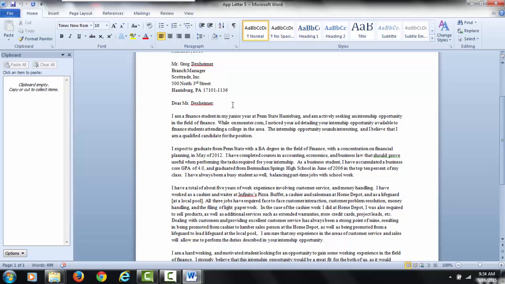If we take a look here, I'm a finance student in my junior year and I'm seeking an internship. While on Monster.com, I noticed your ad detailing an internship opportunity. The internship opportunity sounds interesting and I believe that I'm qualified. This person has to read all through that to get to this point where they see that the person wants to apply for an internship. If I'm Mr. Greg Dexheimer here, I'm probably irritated at that point because this person's just taking up a lot of my time. And I know that sounds harsh, but that's the reality.